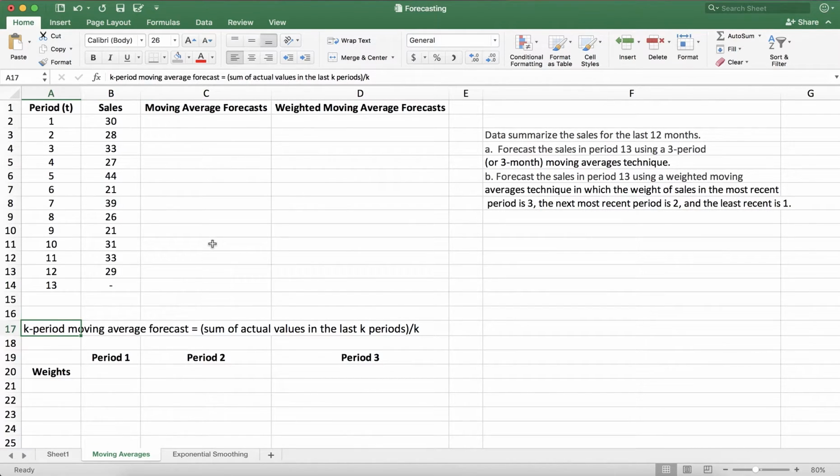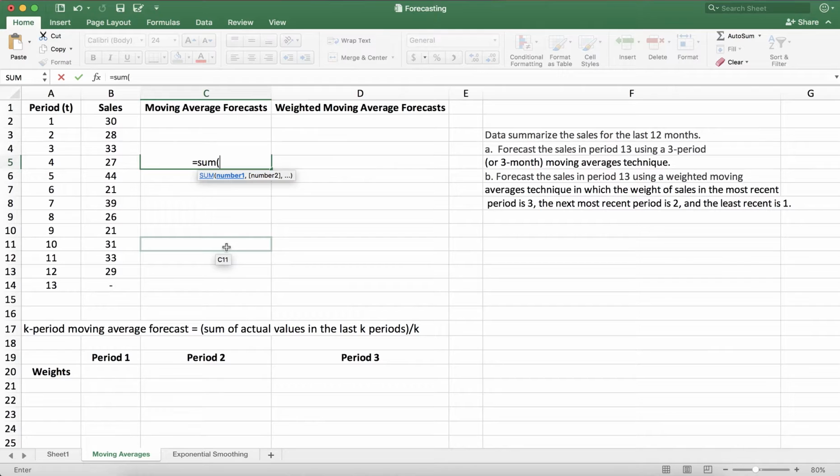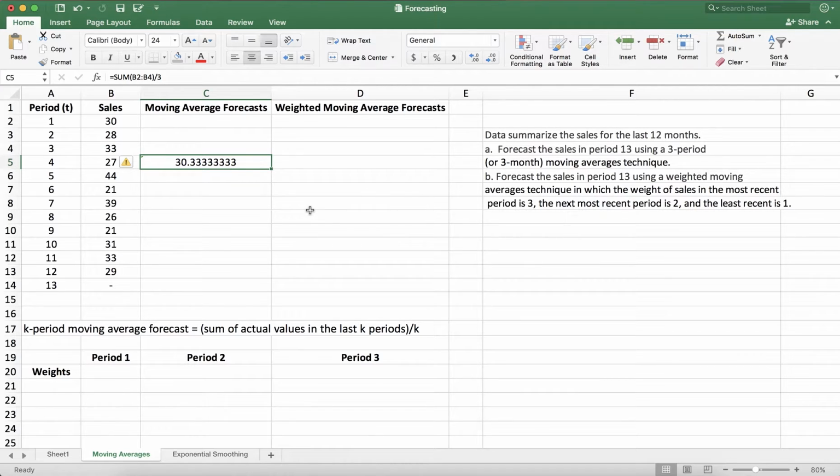If I am calculating a 3-period moving averages forecast, I'm going to go to the next time period. K is 3, so I'm going to go to period K plus 1. In this case, K plus 1 is period 4. And I'm going to take the sum of the last 3 sales amounts. If you look at my formula, it's the sum of the actual values in the last K periods, and K is 3, so I take the sum of the values in the last 3 time periods, which is in this function. And I'm going to divide that sum by K. K is 3, therefore I am dividing the sum by 3. And that value is equal to 30.3.